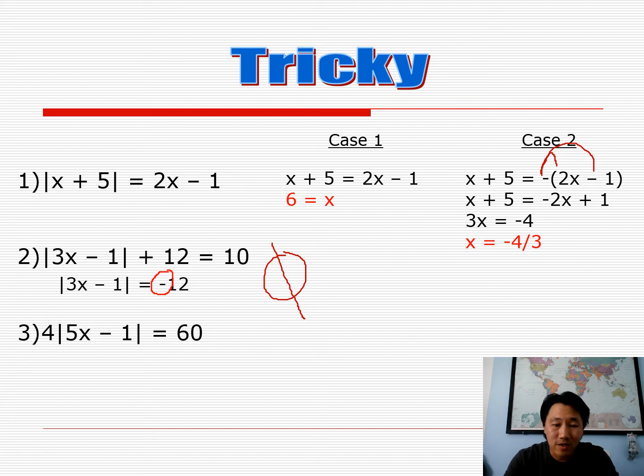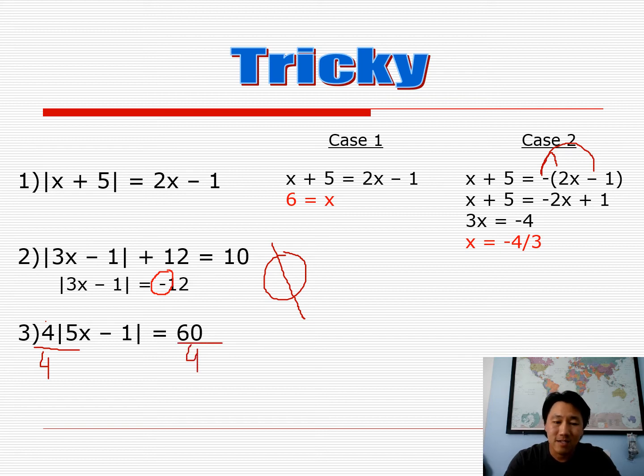Here we have 4 times the absolute value of 5x minus 1 equals 60. Here's a little thing that I noticed in the past years: a lot of people think absolute value bars are the same as parentheses where you distribute. That is a no-no. Do not distribute. It's not like parentheses. You cannot do that. What you can do is divide it to both sides.